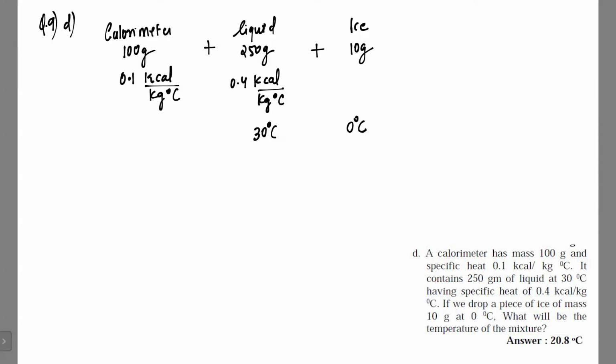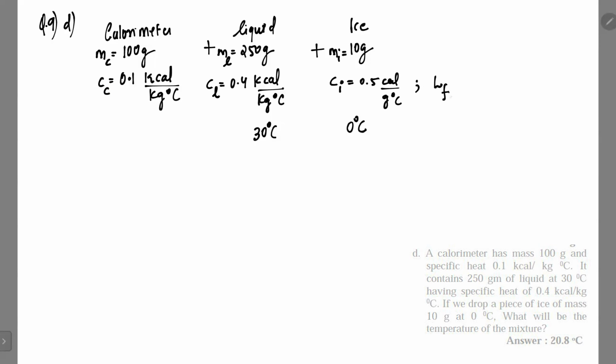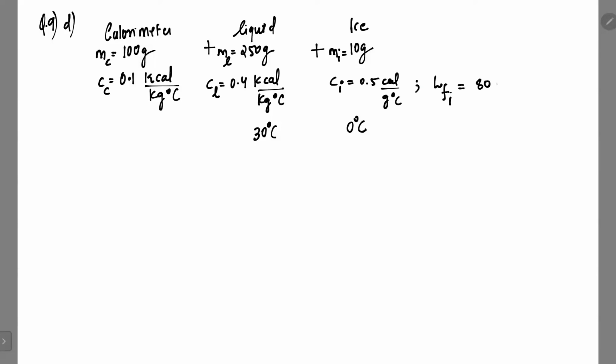Agree? Yes, sir. So now this can be written as, this is the mass of calorimeter, this is the mass of liquid, this is the mass of ice, this is the specific heat of calorimeter, this is the specific heat of liquid. Now specific heat of ice, we know it is 0.5 calorie per gram per degree Celsius, and we also know that the latent heat of fusion for ice is 80 calorie per gram per degree Celsius. Agree?